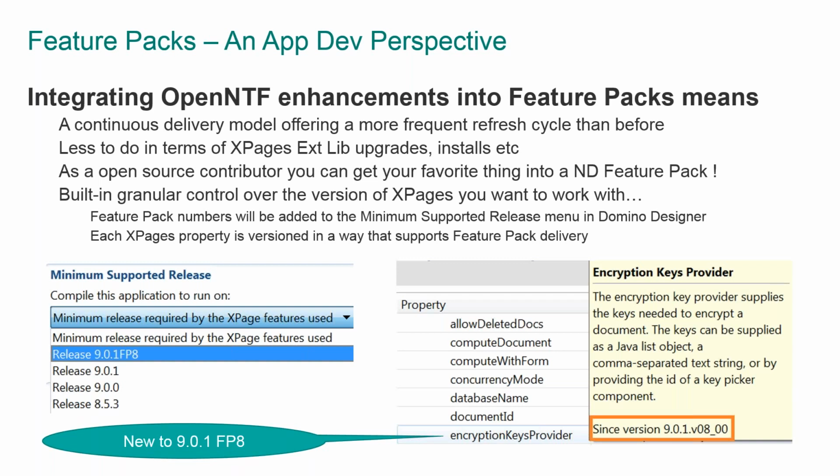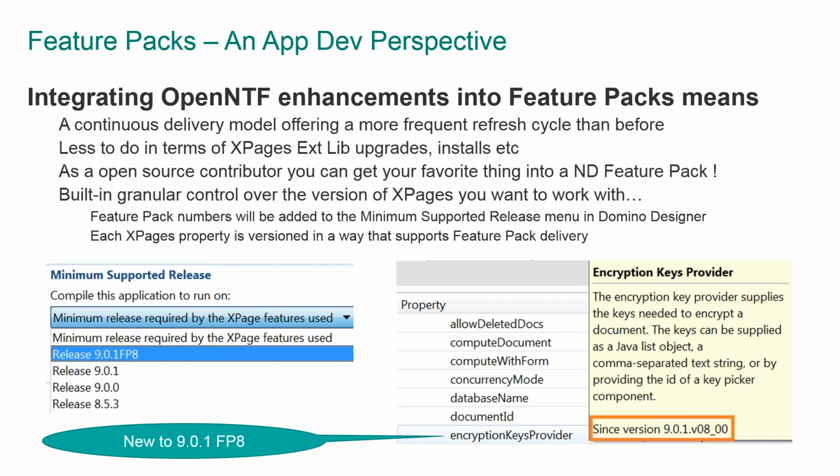So you can see in your latest Domino Designer that Feature Pack 8 is now showing up as an official release there, and so will Feature Pack 9, etc. Also, each property of every control and every data source and any XPages tag you see on a page is version marked, every single one of them. So you can see here, I'm looking at an encryption key provider on the bottom right. That was a feature that went into the last Feature Pack release, so that is marked as being 9.0.1 version 8.